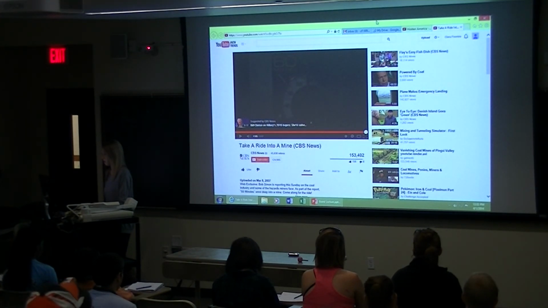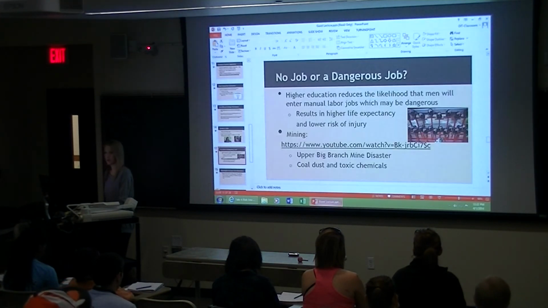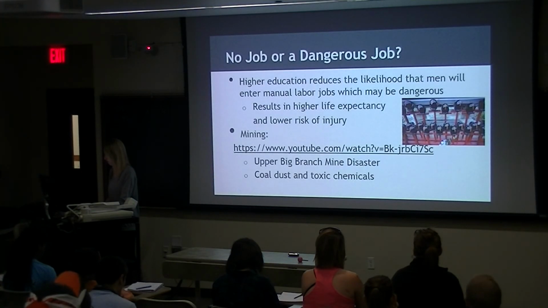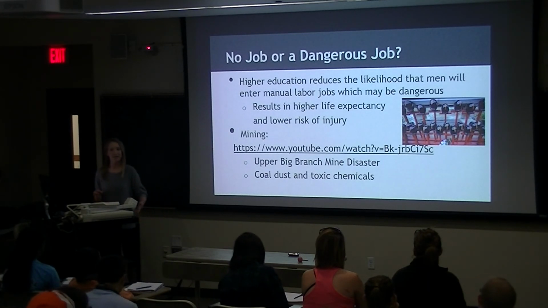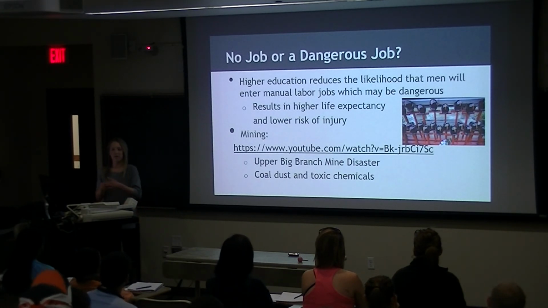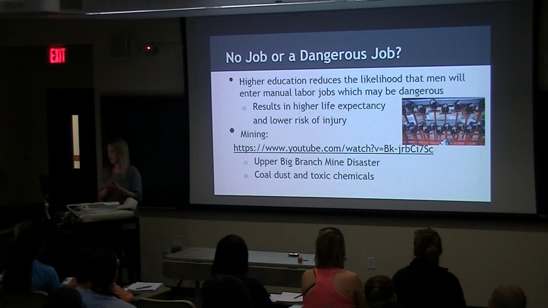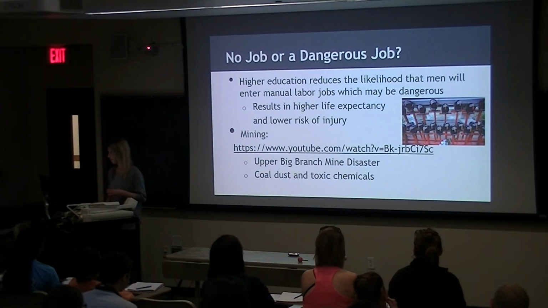Anybody else think that's freaking terrifying? Right? Maybe it's because I'm afraid of the dark and kind of claustrophobic, but that looks absolutely terrifying. So yeah, clearly a dangerous job. They're standing there as they're digging holes in this wall of coal above them so it doesn't fall on them. So clearly a really risky and dangerous job.